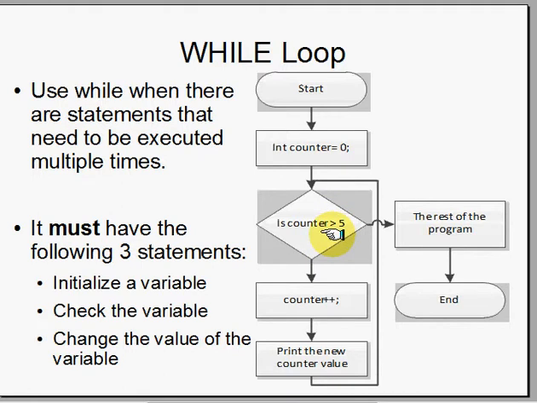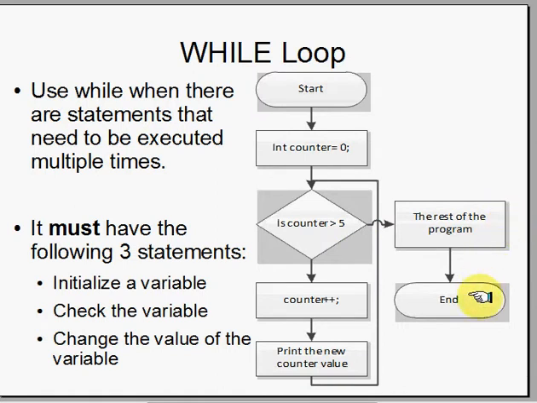So in this case, is the counter greater than 5? If it's true, you will execute the statement in the loop, which is this statement here, followed by this statement. After the statements have been executed, it will go back and check the condition again to see if it's true or false. If it's true, you execute the statement in the loop again and check the condition again. And you will keep on going like this. That's why it's called a loop. You will keep on executing until this condition returns a false. So when it's false, you will execute the rest of the program and you will end.